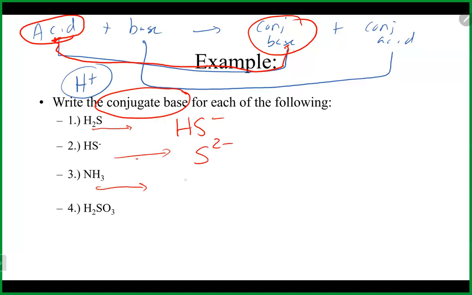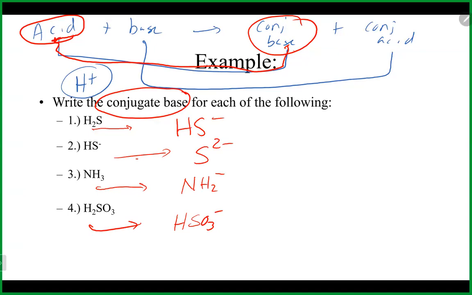Here, it's going to lose a hydrogen. So NH2, once again, it was neutral, becomes one more negative, so it'll now be minus. And lastly, here loses a hydrogen and also becomes one more negative. So those guys there should be your conjugate bases to each of those acids in this case.